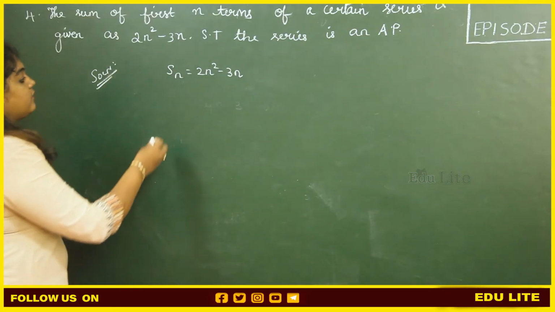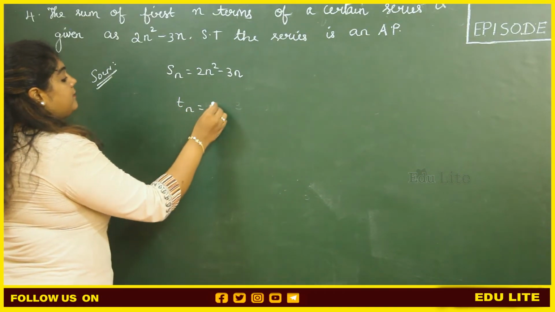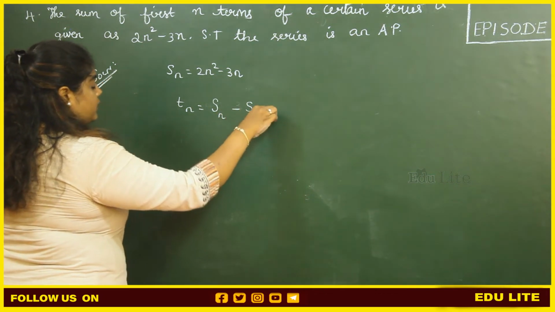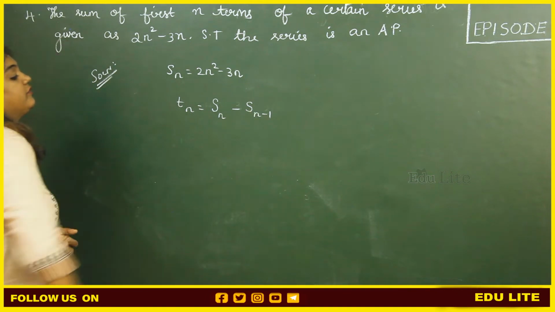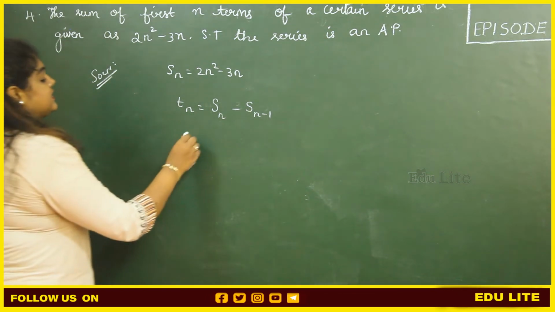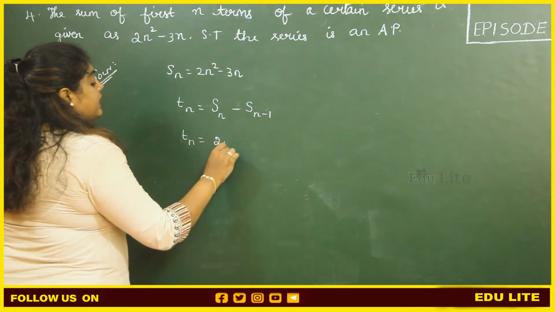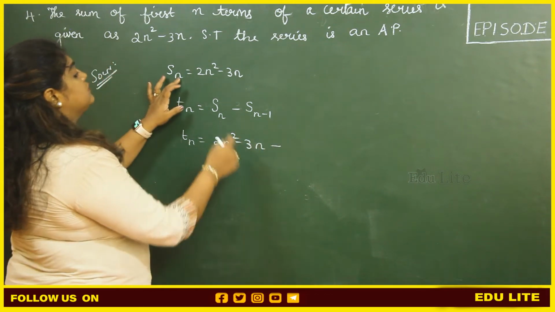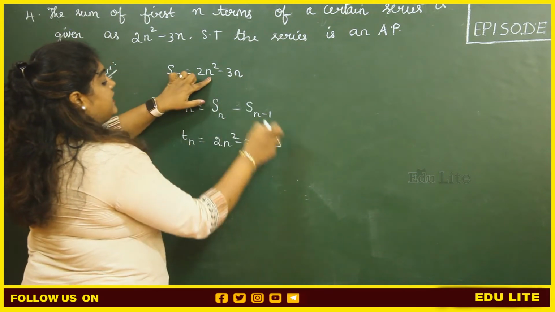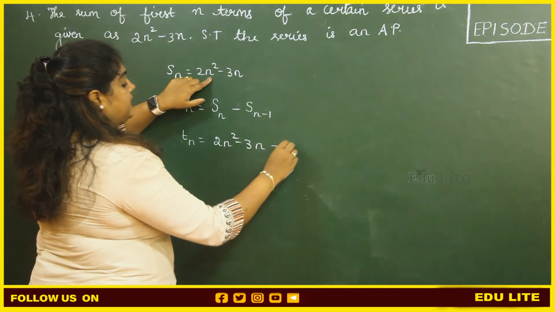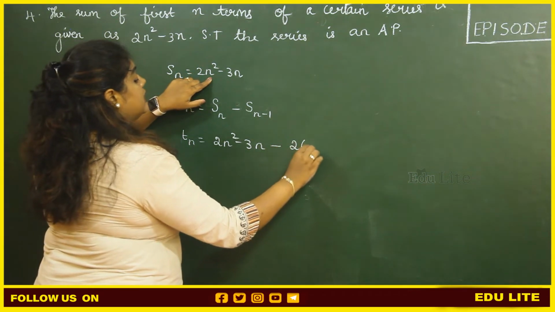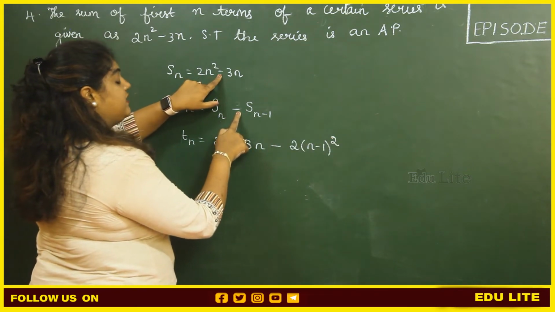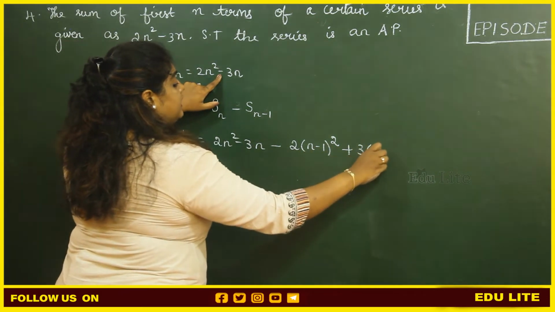For finding Tn, we can use the formula: sum of n terms minus sum of n minus 1 terms, which is nothing but the value of Tn. So Sn is given as 2n squared minus 3n. Similarly, for Sn minus 1, we substitute the value of n as n minus 1. Therefore, what will we get? Minus 2 into n minus 1 squared. Here we have minus and we have minus here as well. It will become plus 3 into n minus 1.